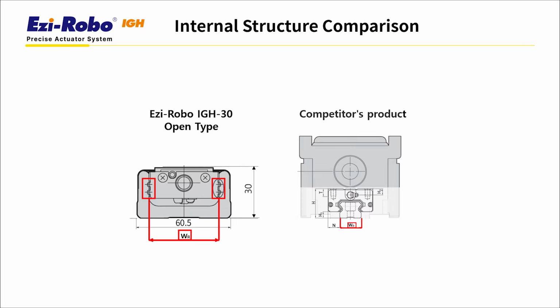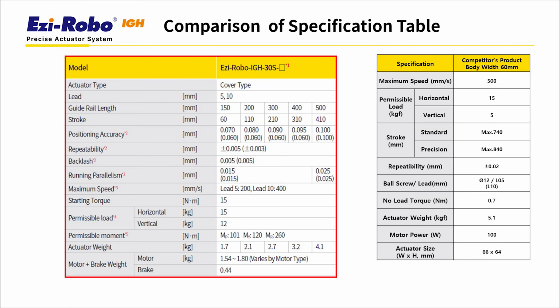And there's more to the structural advantages. In the Ezi-Robo IGH, the ball screw nut and linear guide block are designed as a single unit. On the other hand, the competitor's structure involves assembling an LM guide rail onto the base of an aluminum body, followed by mounting the ball screw nut and additional components. This makes the assembly process more complex, and because each part has its own tolerance, it can negatively affect the actuator's precision. We'll go over the differences in precision in more detail on the next slide.